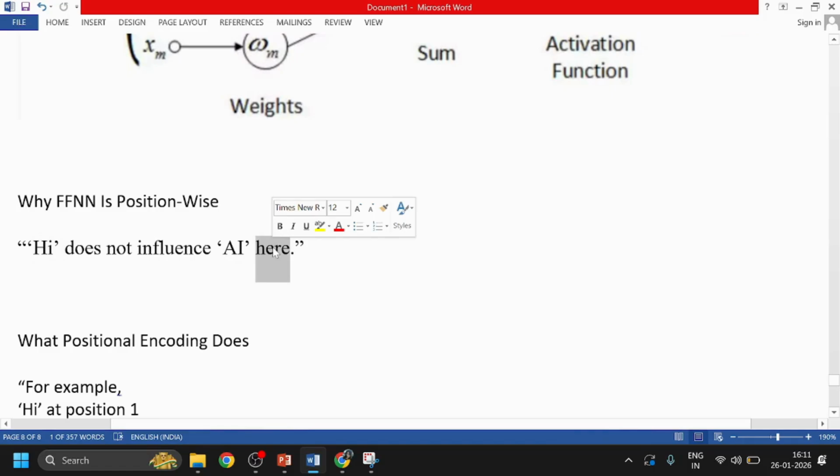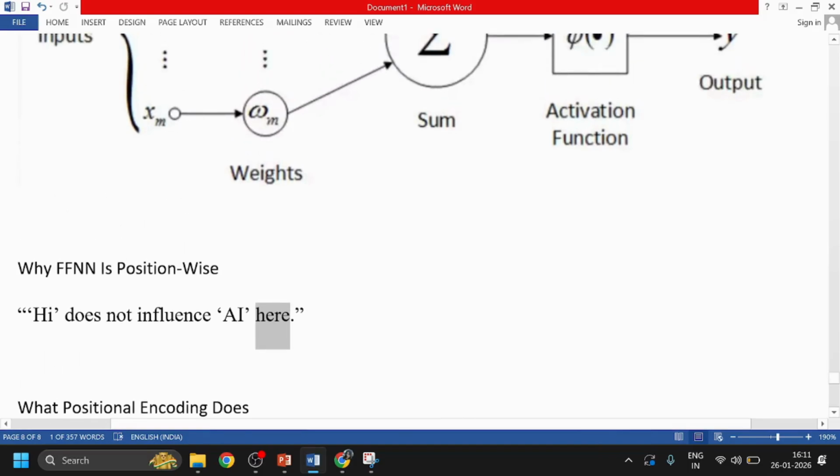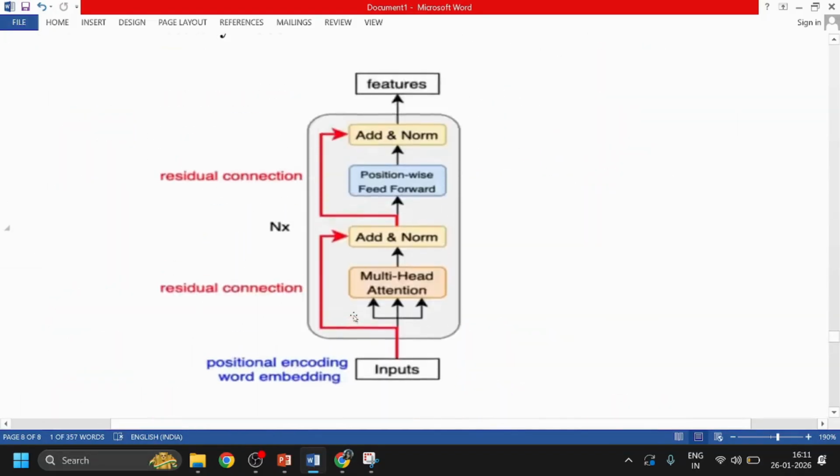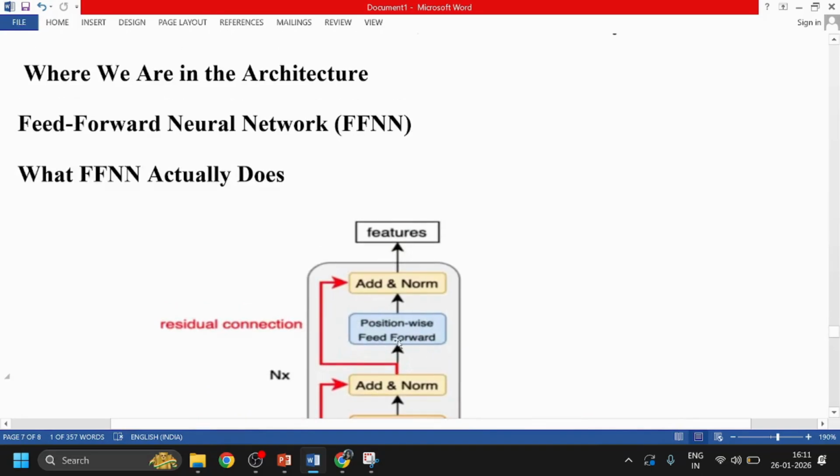So this makes the computation efficient and easy to parallelize. That's why the feed forward neural network is position-wise, because "high" does not influence "AI" here. You can see that in the feed forward neural network we add position-wise here, so we need to add position here.